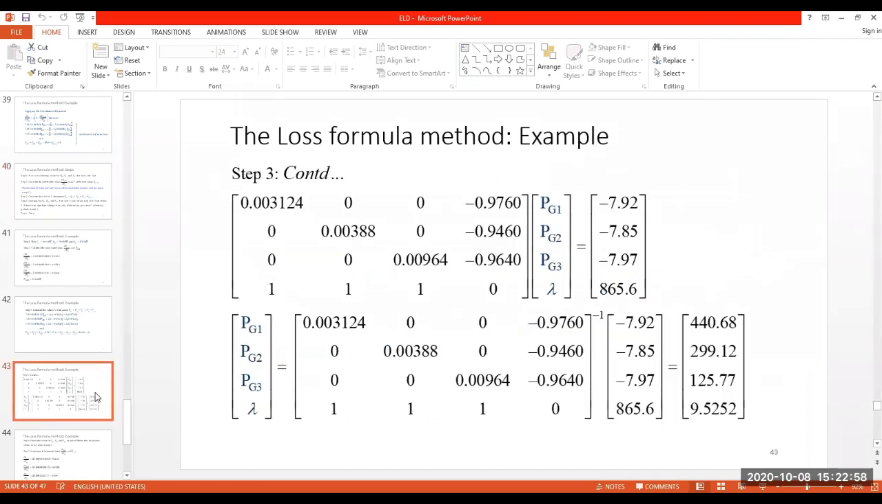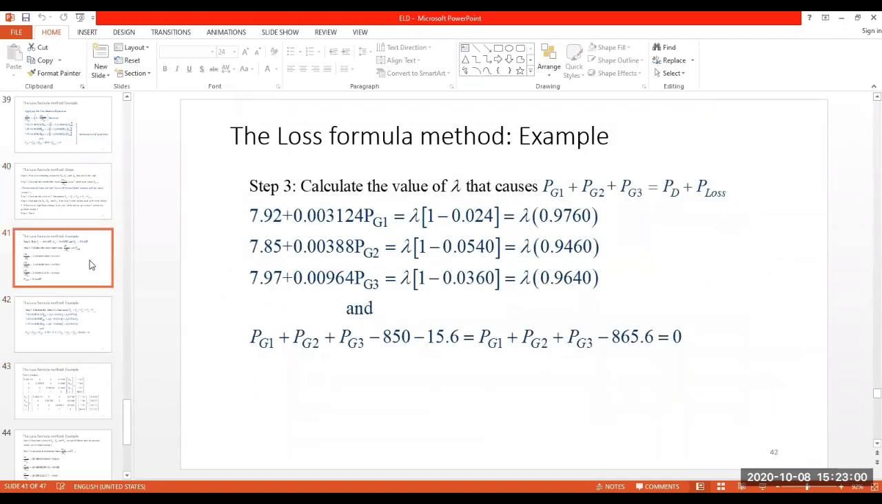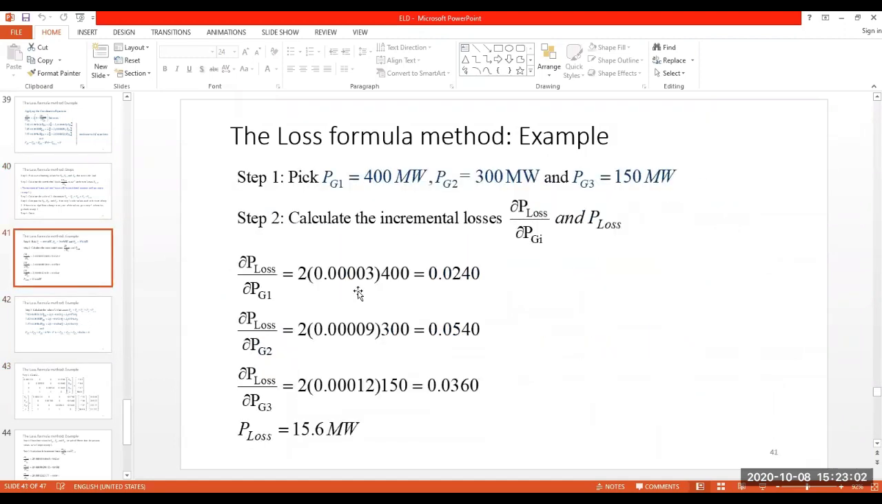So you see these losses. Okay, let us go back to the step. This is the first step 2, the first iteration for step 2. So you have calculated the loss 15.6. Remember these numbers. Can you remember 0.0240, 0.0540, and 0.0360? At least we can remember this one, which is easier, 15.6.